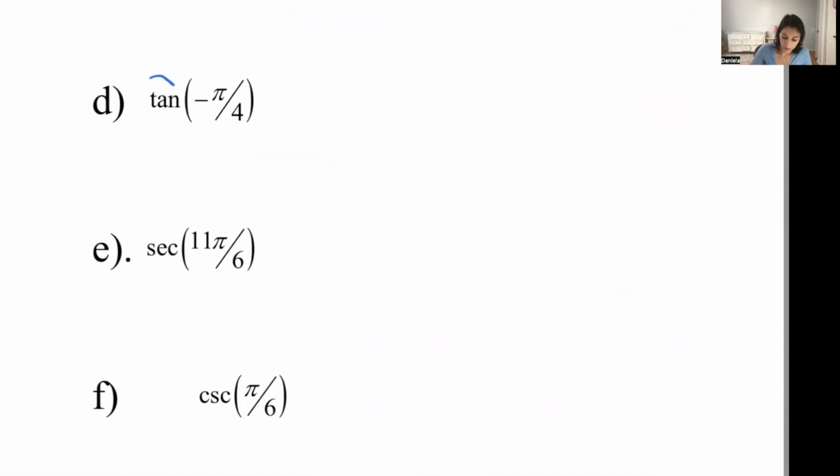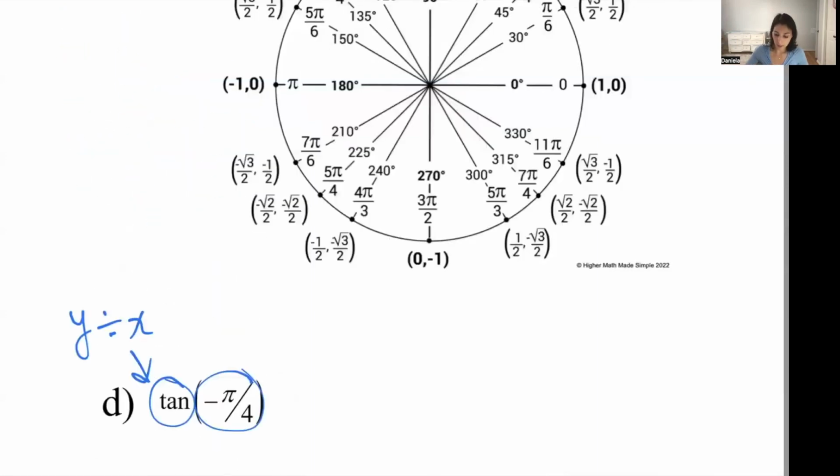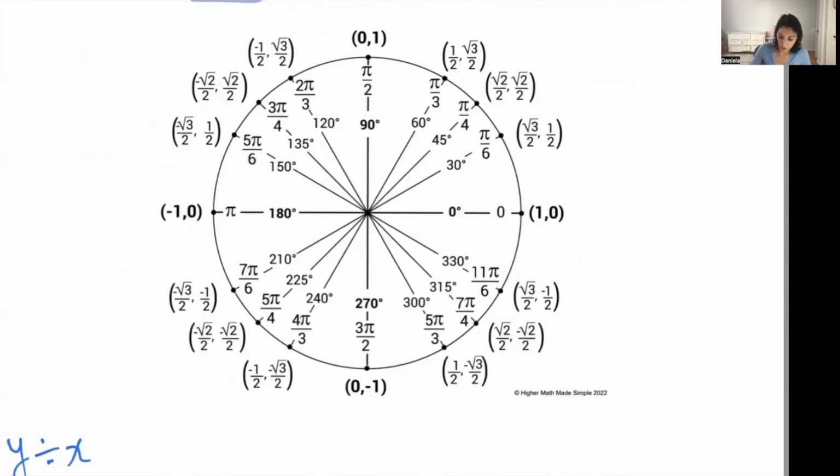So remember that for the tangent, we are going to be doing the y value divided by the x value. And this angle here is going to tell us which ordered pair to look at. Now, if you remember on the unit circle, I know positive pi over 4 is on the unit circle. That's right here. So that's traveling in the counterclockwise direction of 45 degrees. But what is negative pi over 4? Again, it's directional. So that means we're traveling 45 degrees in the opposite direction.